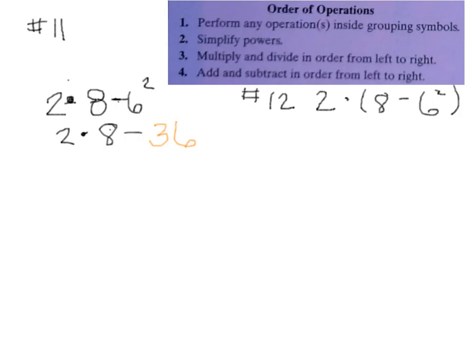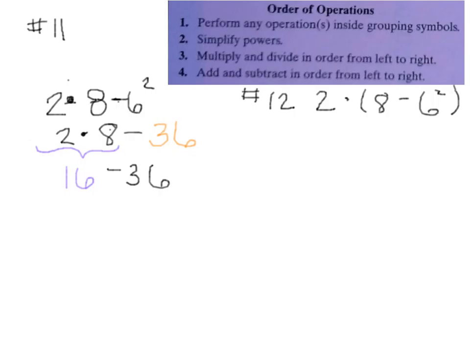So the next step I'm going to look at is going ahead and multiplying and dividing in order from left to right. Well, I see here that, sure enough, I do have multiplication right here that has to get done. That's the first thing that shows up, so let's go ahead and get that over with. Well, 2 times 8 gives me 16, and I'm left with 16 minus 36.